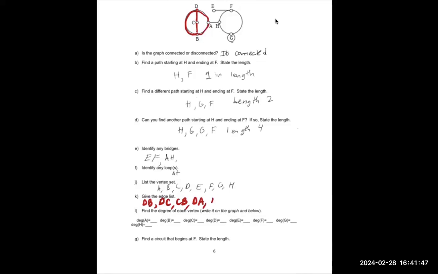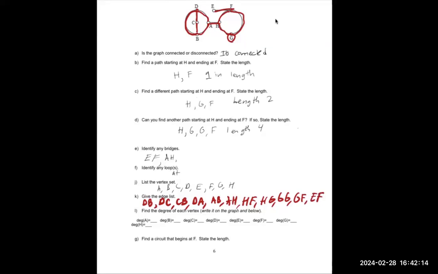AB, then AH, then EH, then HF, then HG, then this is interesting, GG is the loop, then GF, and then EF. And so I got all of them.